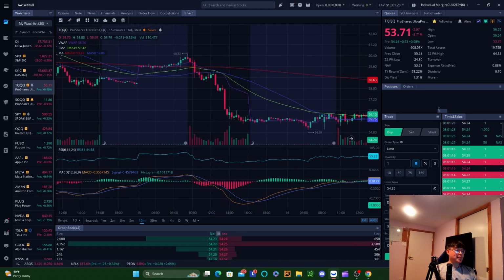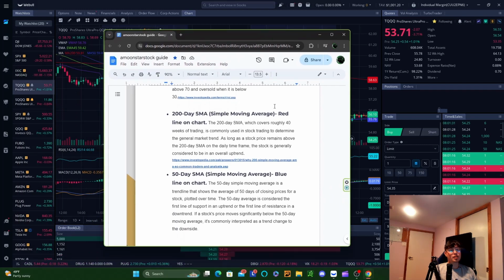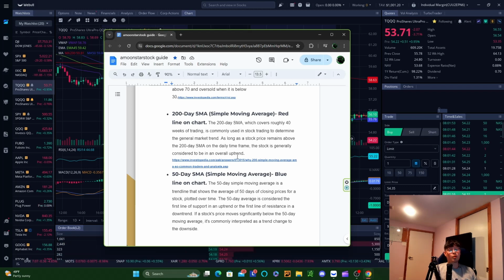And then last but not least, I have my 200-day moving average, which is the 200-day SMA, which covers roughly 4 weeks of trading, is commonly used in stock trading to determine the general market trend. As long as a stock price remains above the 200-day moving average on the daily frame, the stock is generally considered to be in an overall uptrend.